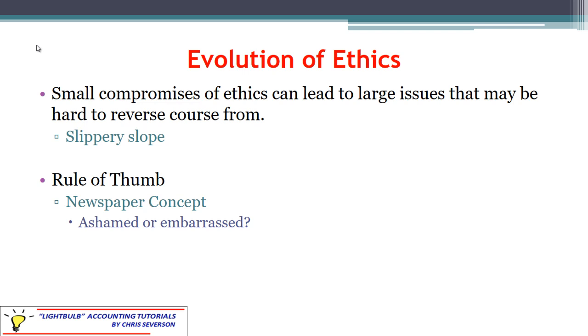So that's the problem with ethics. It's often referred to as the slippery slope concept, where once you start going down that slope, it's very hard to get back on the high road. That's the thought behind that.